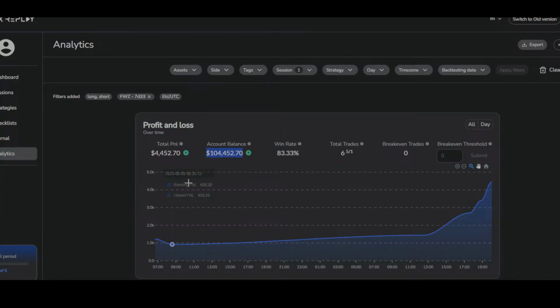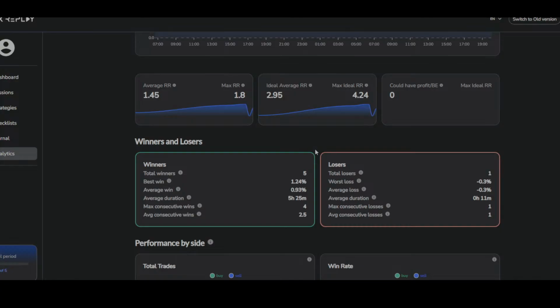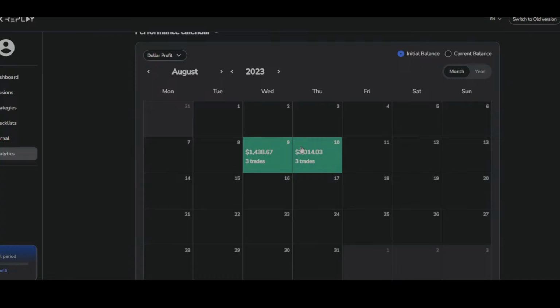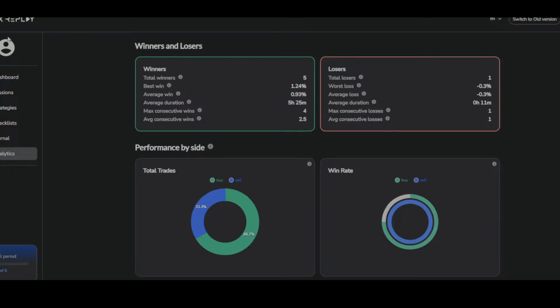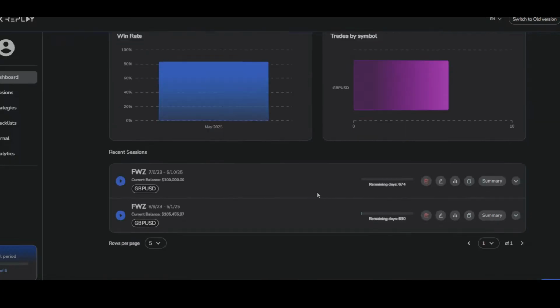Around 4% up, and okay, in 2 days we got 6 trades, and let's go to the dashboard. I totally just traded 27 minutes in this FX replay. 1 day, 14 hours total replay. We got 6 trades within and 83.5%. That's great, right?